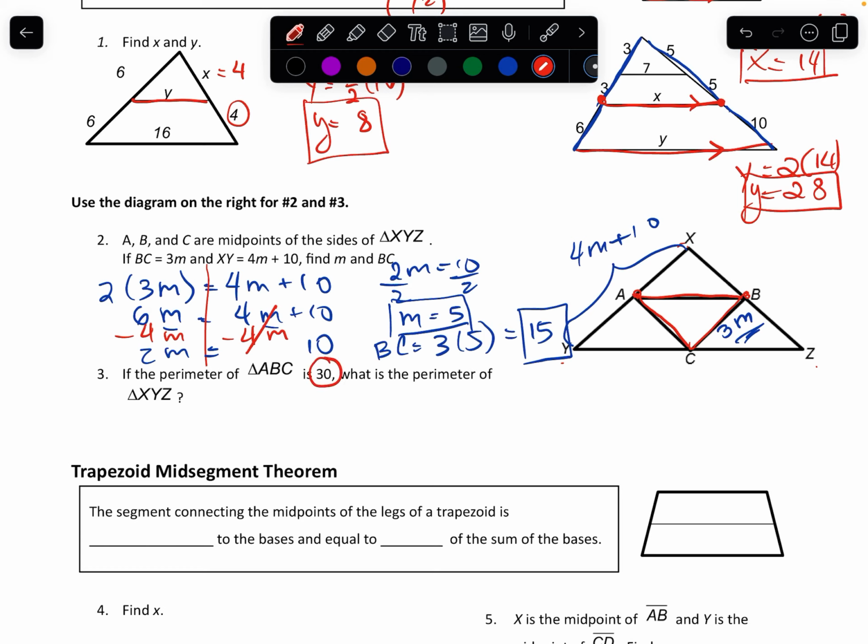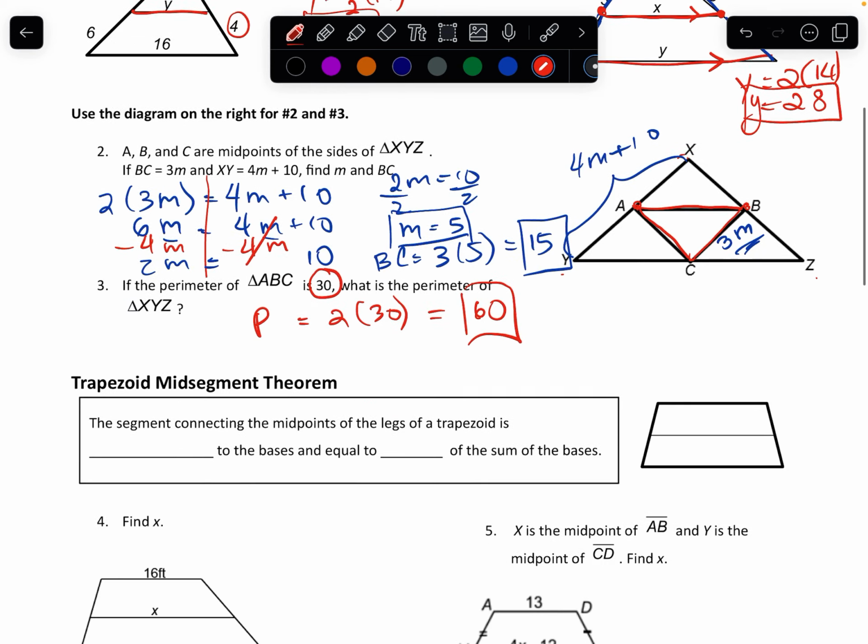So if the small triangle has a perimeter of 30, and we know each of these are half the length of the third side, so we know then that for the bigger triangle, we just double it. So the perimeter of your triangle is just 2 times 30, and that's equal to 60. Okay?